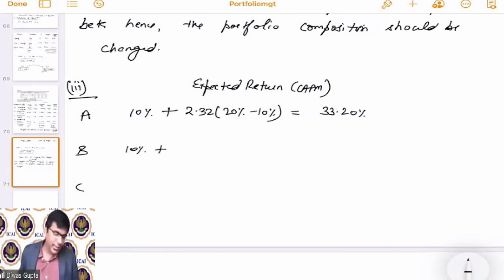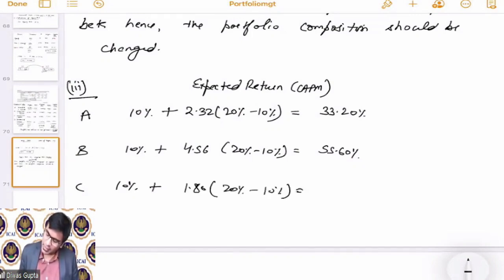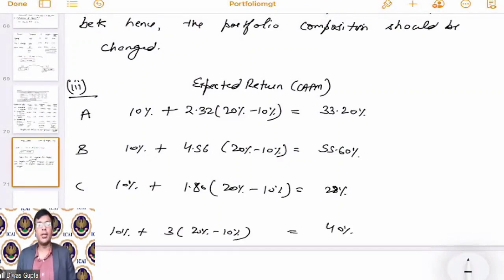Similarly, for security B, it is 4.56. See the kind of beta that security B is carrying. It's phenomenally high. So 20% minus 10%, it comes out to be 55.6%. The minimum expected return on security B should be 55.6. Similarly, for C, it is 10% plus 1.80 times 20% minus 10%. The return should be expected as lower because the beta is also lower. And finally, for D, 10% plus 3 is the beta, 20 minus 10. So 40% is the expected return on security D.